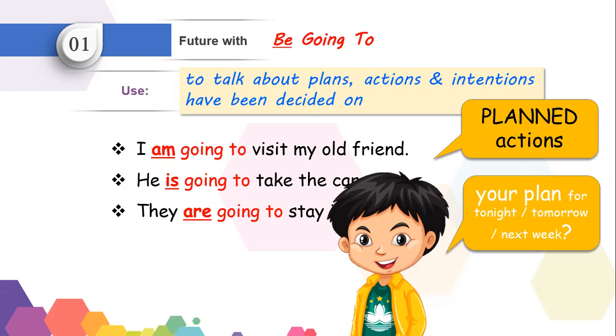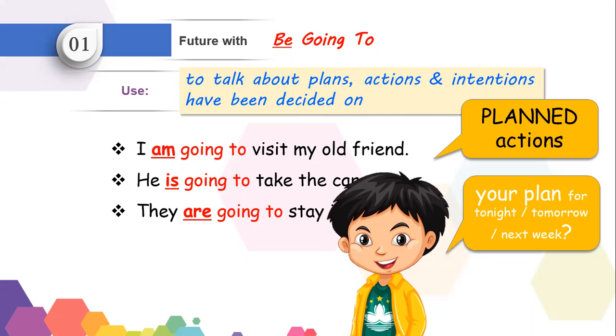Today I'm going to explain to you the difference between be going to and future simple will plus verb 1. Student book, page 44 and page 45. Future with be going to: be, am, is, are plus going to. We use it to talk about plans, actions, intentions that have been decided on.